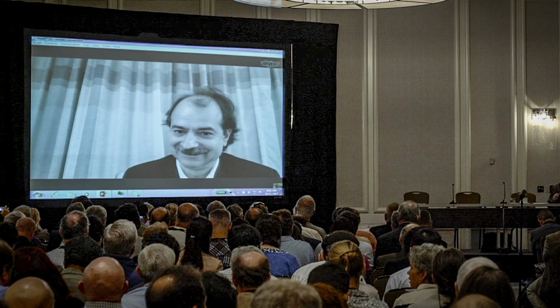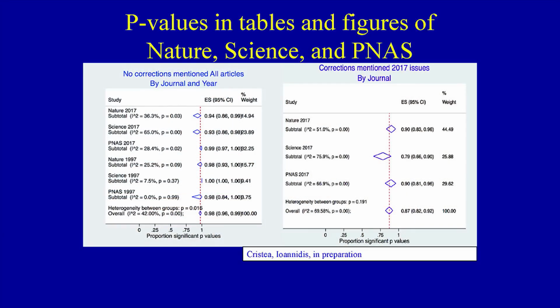How about tables and figures? I didn't show you any data on that. So here's some data that I have generated with Ioana Christea from our team at Metrics. This is looking at 3 high-profile journals, Nature, Science, and PNAS, and I'm showing you some data on corrected and uncorrected p-values. So on the left hand, you have no corrections. So this is just p-values with no Bonferroni or any other effort to correct. And figures and tables in these journals, both in 1997 and in 2017, almost ubiquitously report statistically significant p-values.